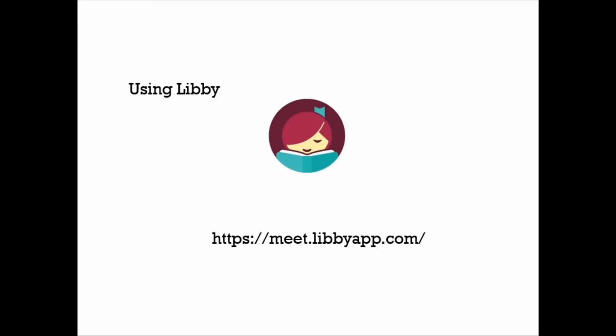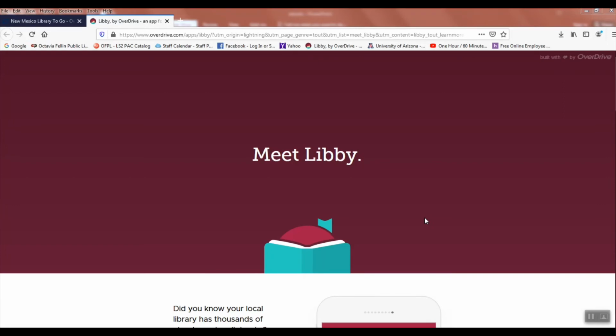To find Libby, we can go to the website meet.libbyapp.com, and at this website we'll be able to take a little preview of what it's like to use Libby. Overdrive and Libby are both apps that you can download onto your device through your App Store. You just simply open up your App Store, whether it be Google Play or the Apple Store or Windows App Store, whatever it is, you just simply search for Overdrive or search for Libby, and it'll bring up the app for you to download onto your device.